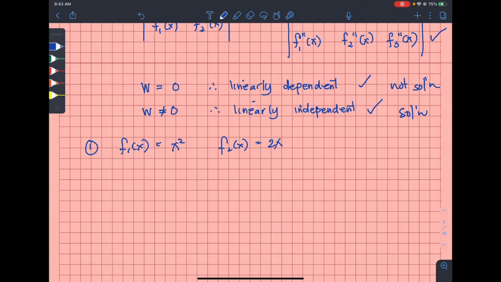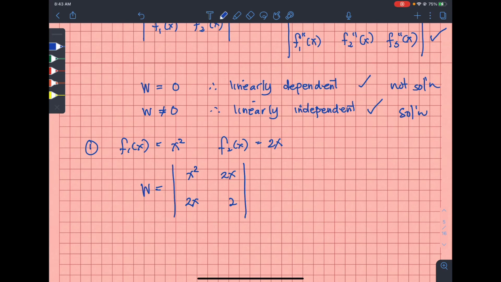So let's have a simple one. f1 of x is x squared, f2 of x is 2x. So the Wronskian value here, the matrix will then be our f1 of x is x squared, the second is 2x. To form the second row, we're just going to derive x squared, the derivative is 2x, the derivative of 2x is 2. So that makes it a 2 by 2 matrix.